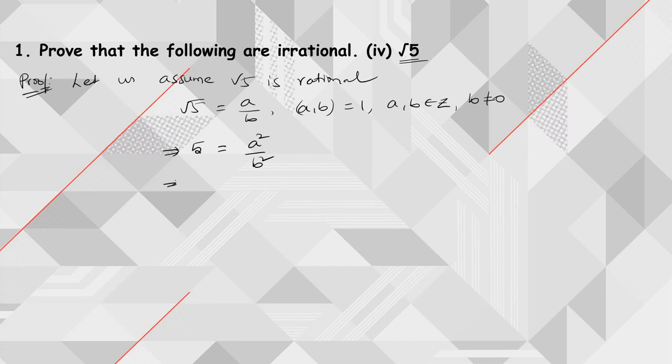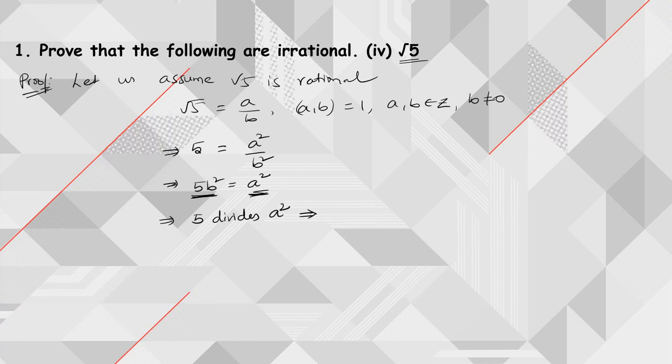Now when I do cross multiplication, this I can write as 5 times b square is equal to a square. Now from this you can observe that a square is equal to 5 times b square. That means a square is a 5 multiple. So when a square is a 5 multiple, that means a square will be exactly divisible by 5. So from this we can write 5 divides a square.